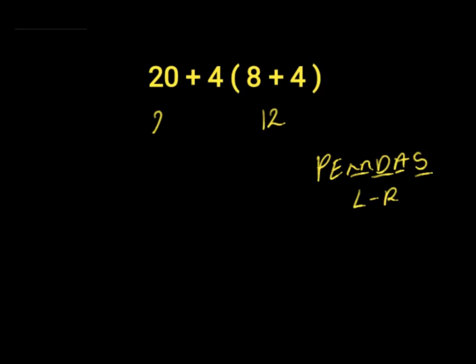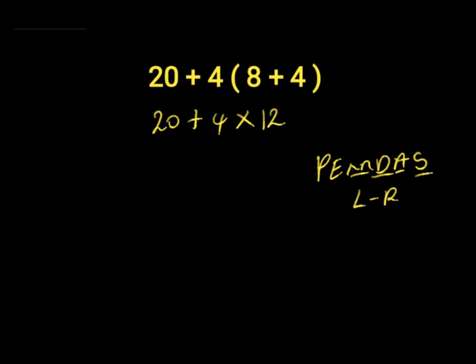Then we have 20 plus 4 times 12. Remember, if a number is close to a parenthesis, note that there's a multiplication sign in between, which is this multiplication here. Now, we have an addition and a multiplication in this expression. We are going to solve our multiplication first before solving our addition because multiplication comes first before addition.